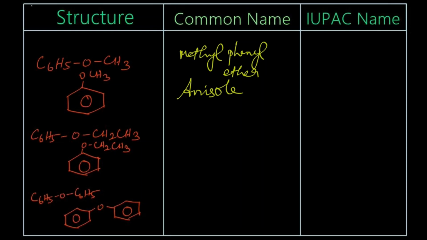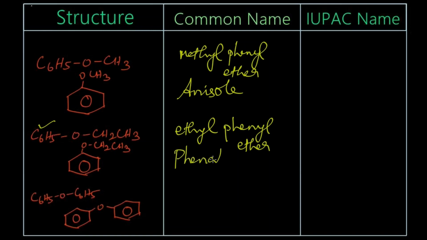And here an ethyl group is attached instead of this methyl group. So ethyl, this is phenyl, so ethyl phenyl ether. There is another name for this compound, that is called phenatole. And in the last compound, two phenyl groups are attached. So diphenyl ether is the common name for the last one.